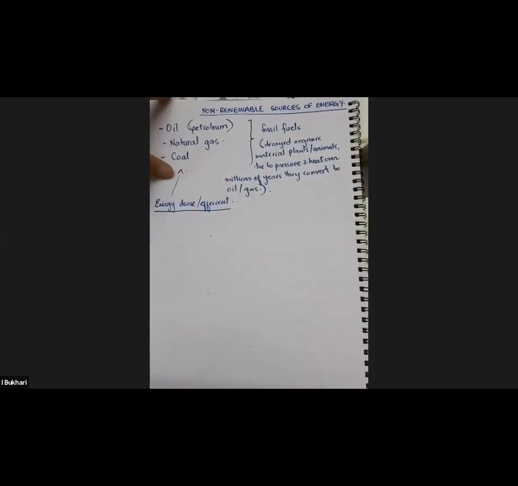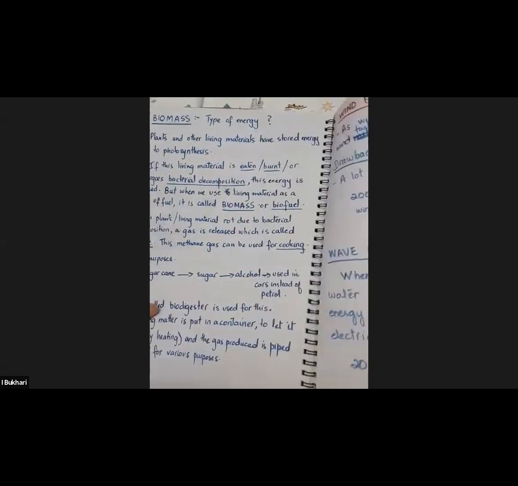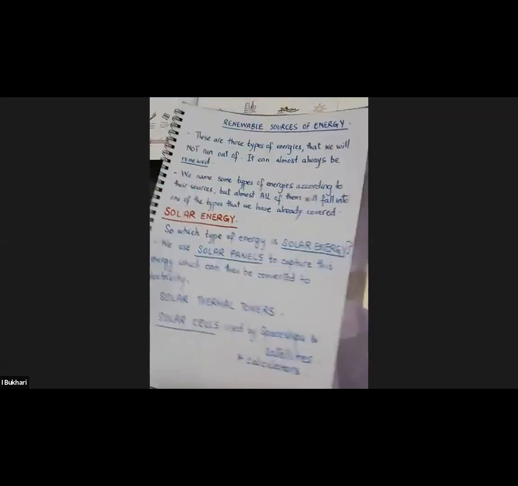I'm not going to go into the details of global warming and all of that, but just understand that those are the harmful effects. We will go into those details, but not right now. Okay, now those were the non-renewable sources of energy. Now let's compare them with the renewable sources of energy.